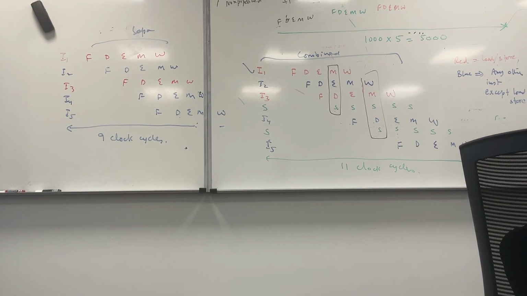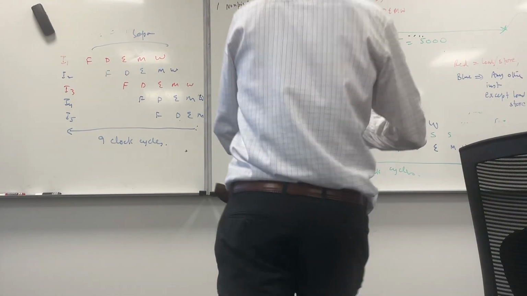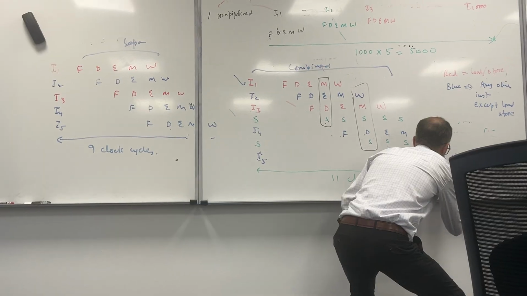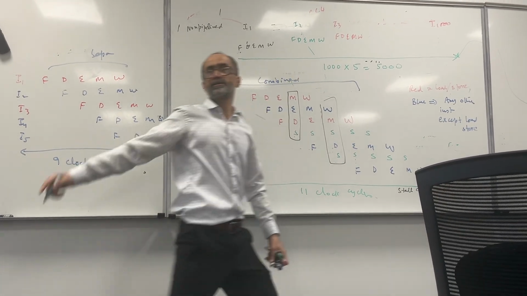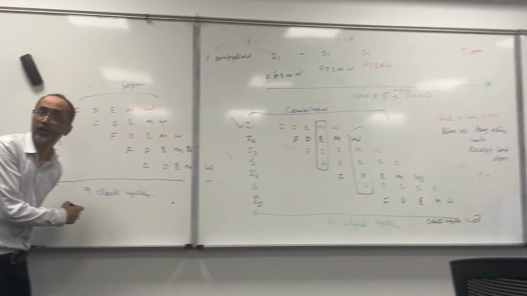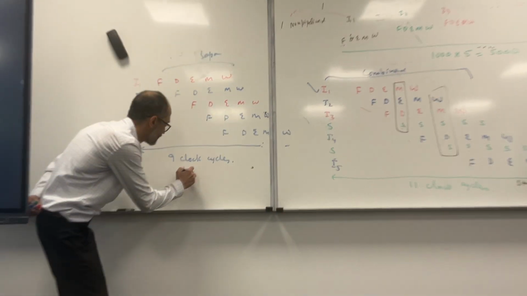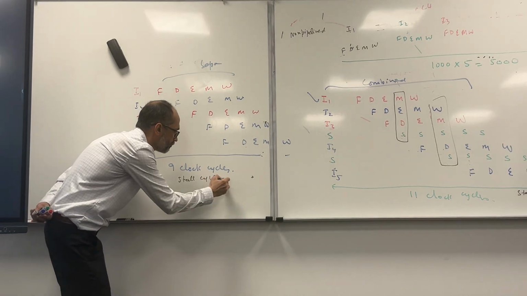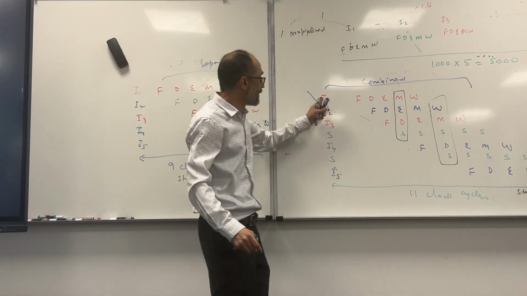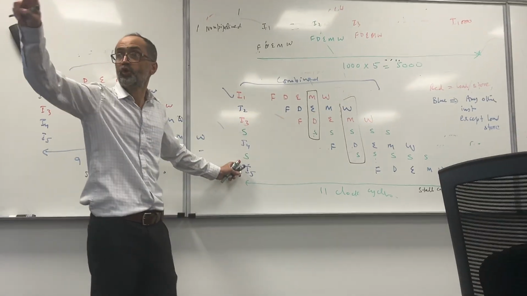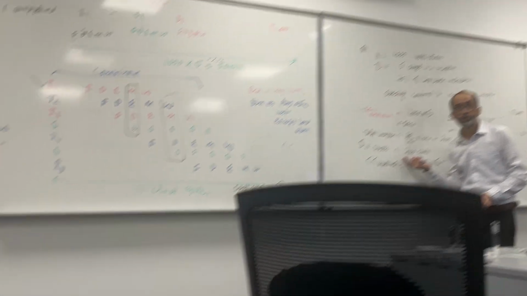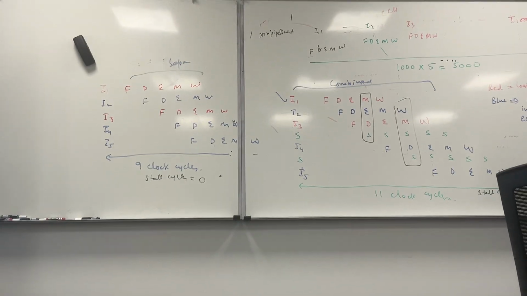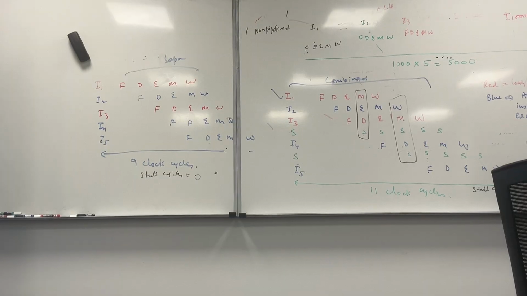0. Stall cycles are 0. And here, how many stall cycles? 0. Here, how many load and store instructions are there? 2. It means with 200 load and store instructions, how many stalls will there be? Clear or not clear?